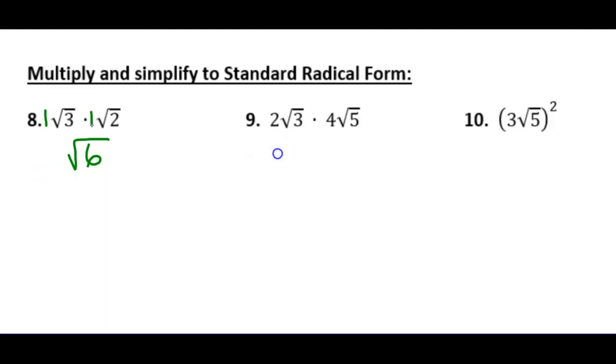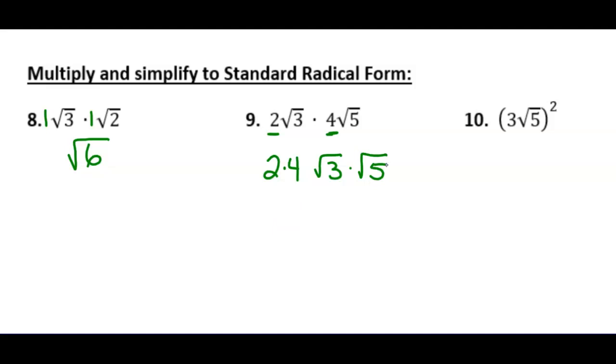What about number 9? So in number 9, I've got a number in front, so I need to multiply that. I'm going to do 2 times 4, and then I'm going to do my radical 3 times my radical 5. Are there any pairs in here? There aren't. So I'm going to keep those underneath, and I'm just going to multiply. Come up with an answer for this, please. What's my answer for number 9?